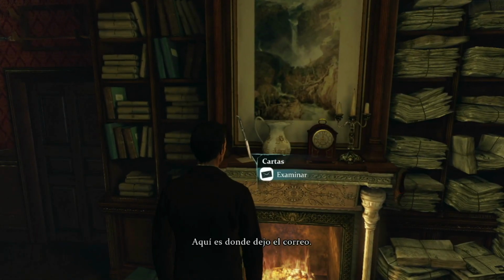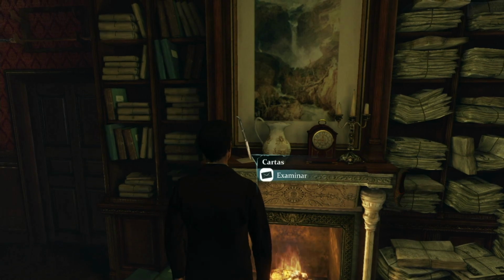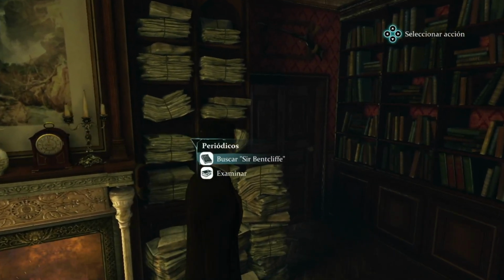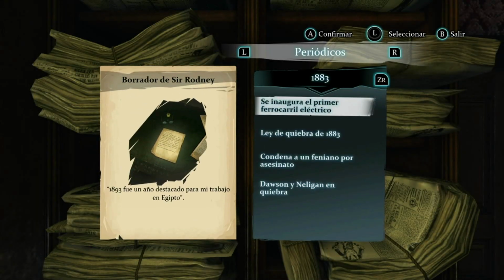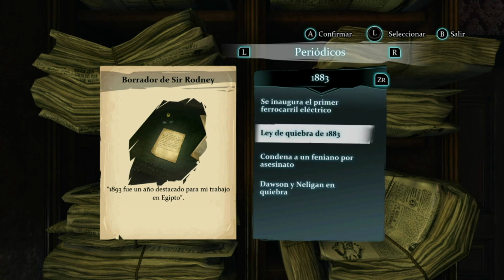This is where I keep my post. That is not the one I need.